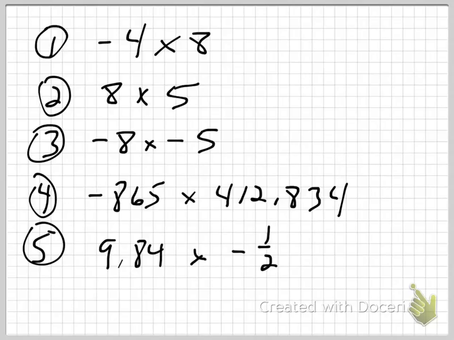Exactly right. Number 5 is 9.84 times negative 1/2. You see how it's ugly? So I don't care about the answer. What am I looking for? Joy, is the answer positive or negative for number 5? Why? Because a positive times a negative is negative.